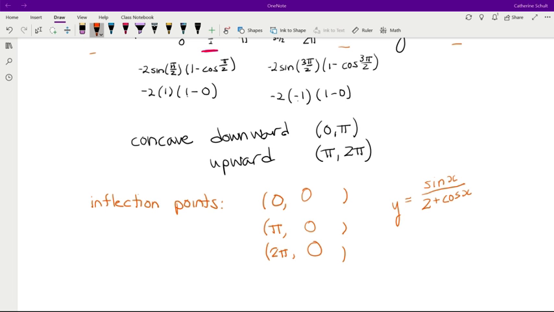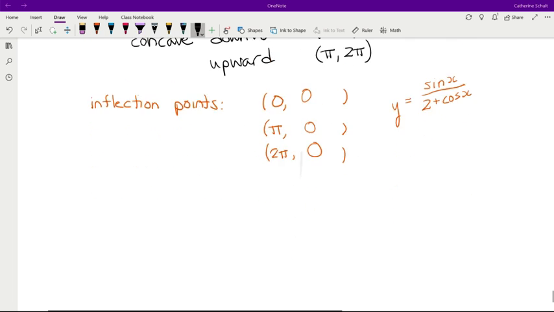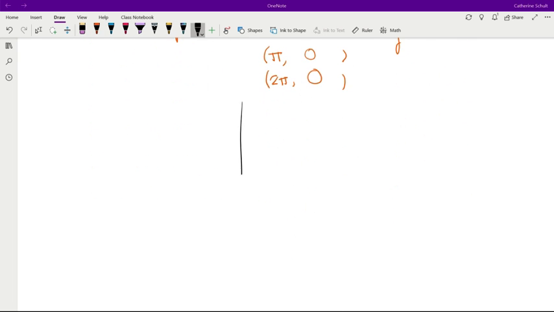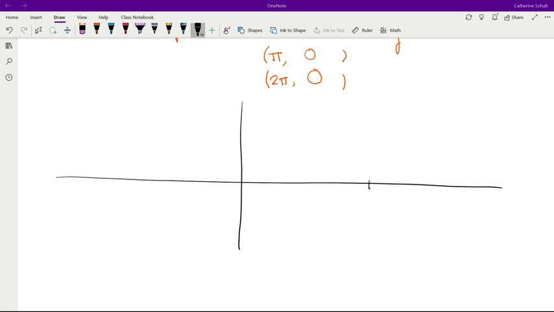All right, and now we are ready to graph. Again, we're just going to focus on the first period, and then we have that nice horizontal symmetry. And we can go this way too.